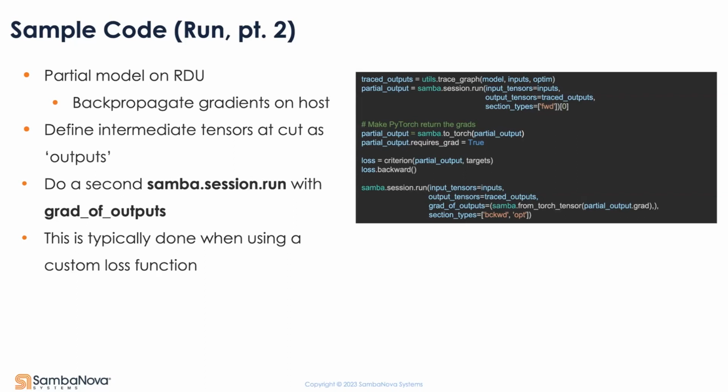Okay. And just to reiterate, you would usually do this when SambaFlow itself does not support your loss function. So, for example, we support things like AdamW, SGD, those optimizers. If you're not using one of those, then you could move over to CPU to do that. So that's the most common use case for moving off of RDU.